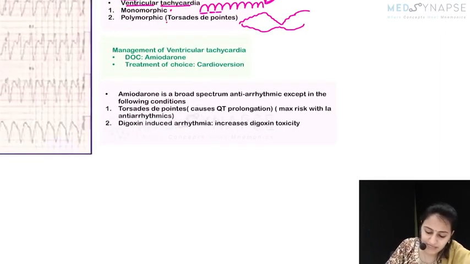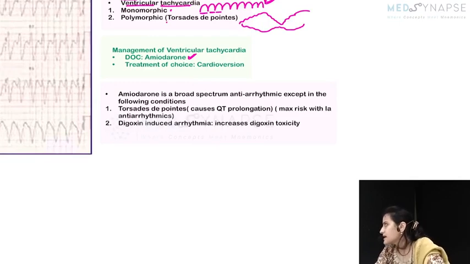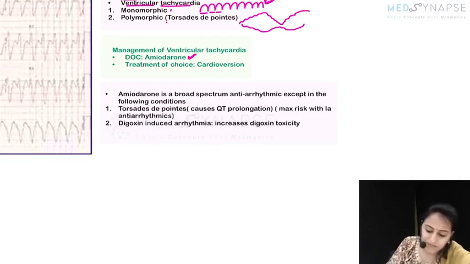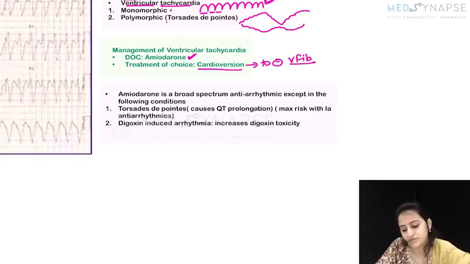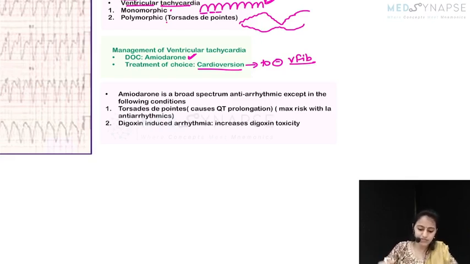And for ventricular tachycardia, the drug of choice is amiodarone. The treatment is cardioversion, basically to prevent its conversion to ventricular fibrillation. Right? You don't want VTAC to convert into VFib. So cardioversion is the treatment of choice. If the drug of choice is asked, it is amiodarone.